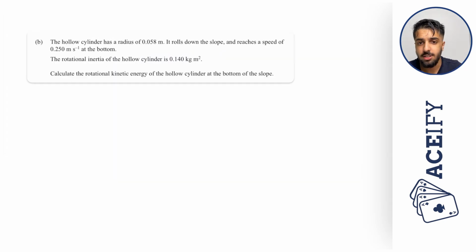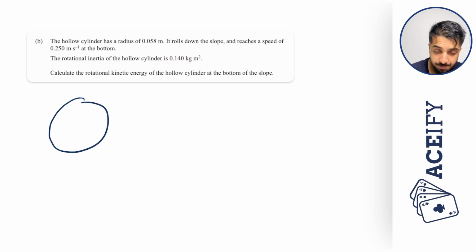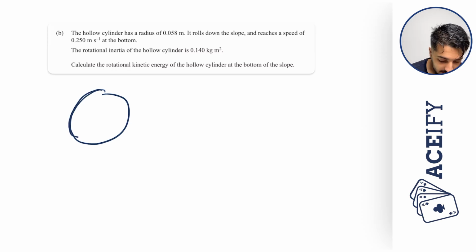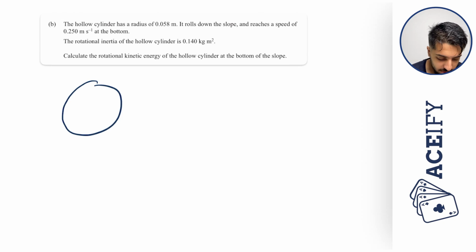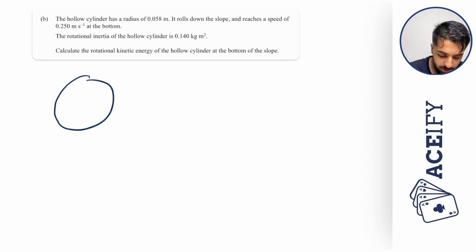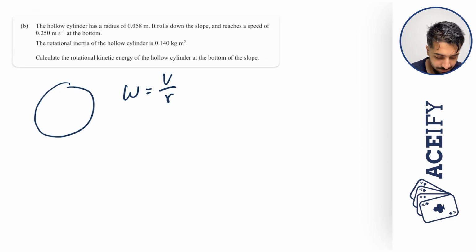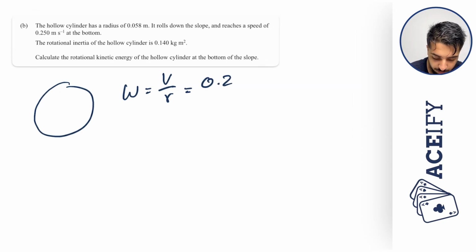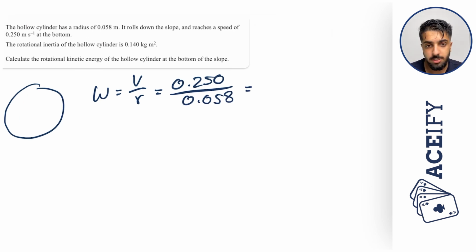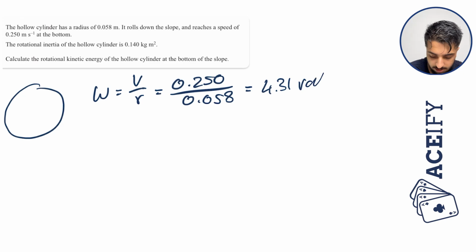The hollow cylinder has a radius of 0.058 meters. It rolls down the slope and reaches a speed of 0.25 meters per second at the bottom. The rotational inertia of the hollow cylinder is 0.14. Calculate the rotational kinetic energy of the hollow cylinder at the bottom of the slope. Okay, so because this is the hollow cylinder, we can assume that the mass is entirely on the border, and so the effective radius is just the radius of the cylinder. And because we know that omega is equal to v over r, we know it reaches a speed of 0.25 meters per second, and that's all over the radius, which is 0.058. And that gives us an angular velocity of 4.31 radians per second.